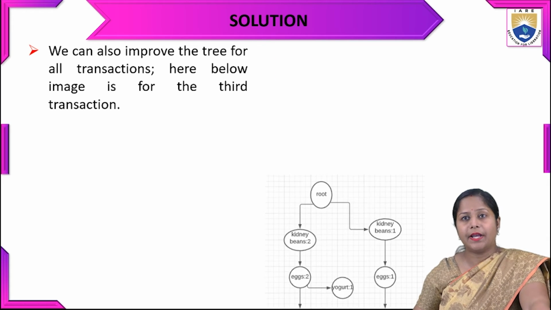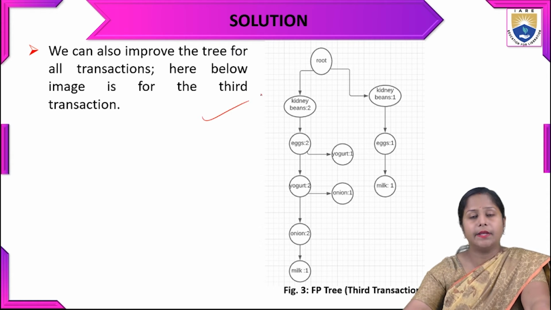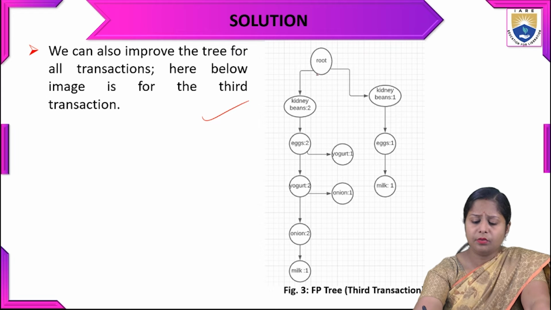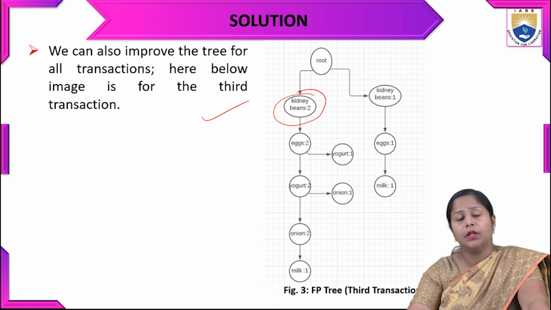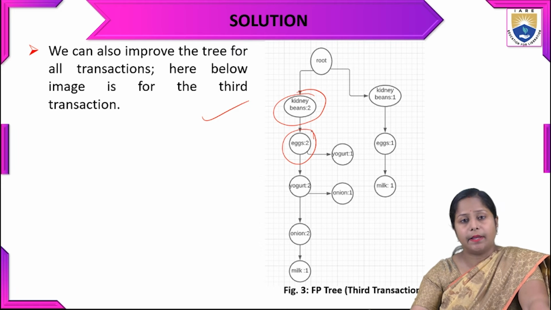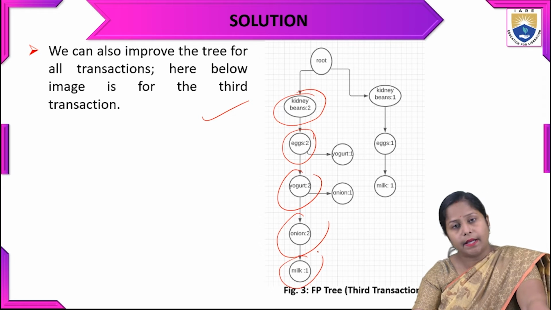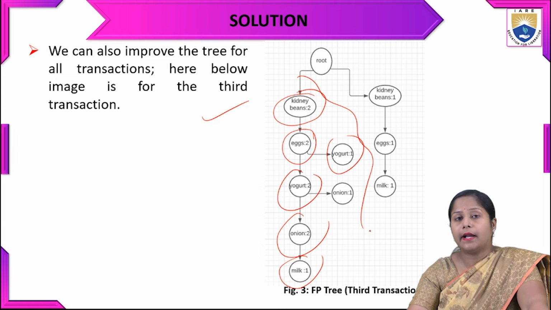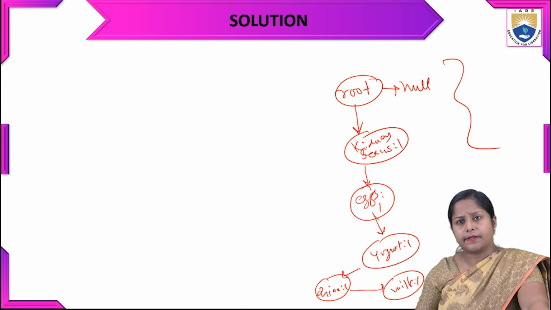Now we can also improve the FP tree for all the transactions. Here below in this image we can see the third transaction. So in this transaction we can see the root is associated with kidney beans, which is in count as 2, so that has not occurred again, so that will be the same. Again the eggs will be the same, the yogurt will be the same, the onion will be the same, the milk will be the same. That is all about the first transaction. Again, if we see the third transaction, I can show you.